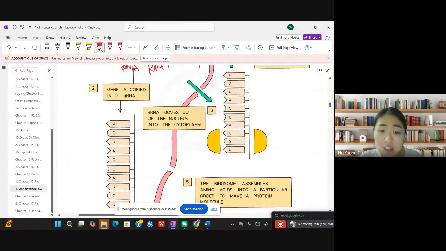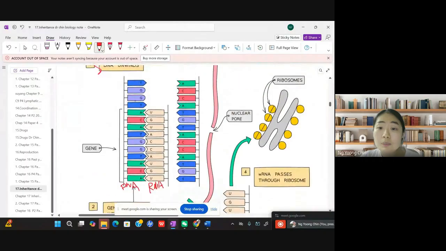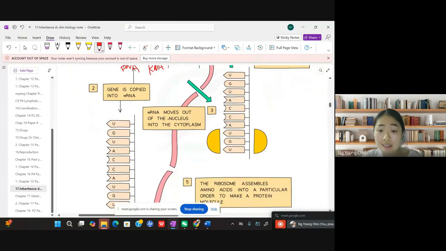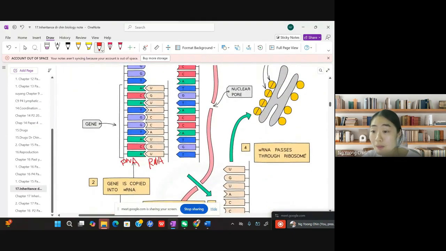After the gene is copied into messenger RNA, the messenger RNA is a much shorter strand. So that's why the messenger RNA can come out from the nucleus and get into the cytoplasm. Because the strand is shorter, it's much more convenient to pass through the nuclear pore and get into the cytoplasm. So in the third step, the messenger RNA moves out from the nucleus to the cytoplasm, and then binds to the ribosome.